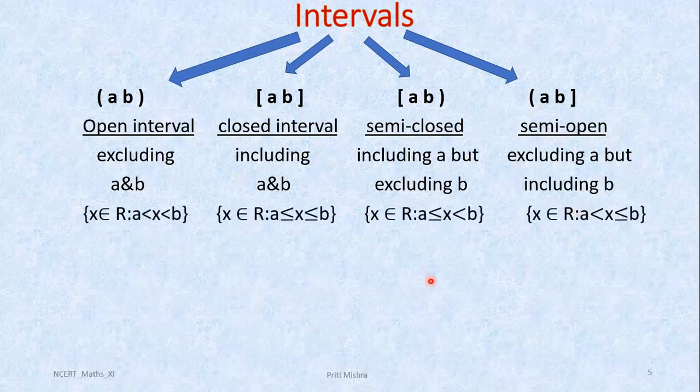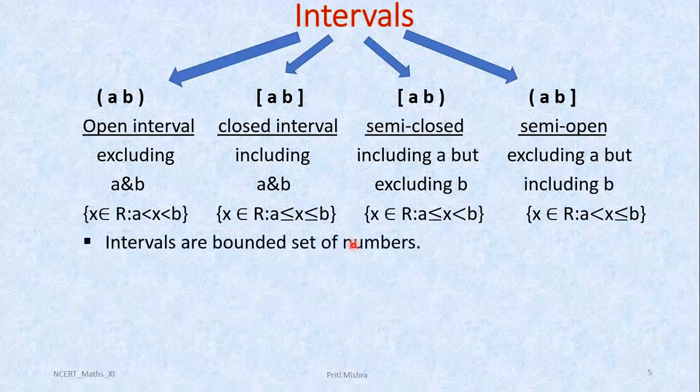In terms of set builder form, we can write these sets like this: x belongs to R such that x lies in between a and b. For the closed interval, x belongs to R such that x lies in between and containing a and b also. So this is the representation, and in the same way for semi-closed and semi-open intervals, right? Intervals are basically bounded sets of numbers. As you can see here, these are bounded sets of numbers.